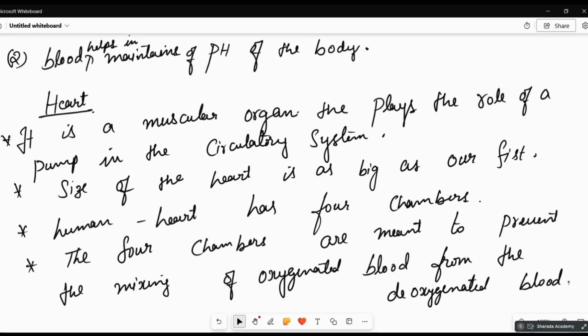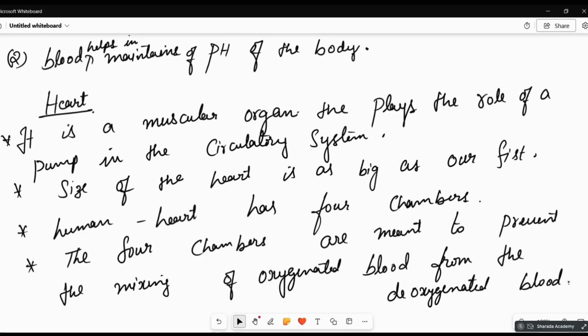So first, heart is a muscular organ, and the size of the heart is, they say, as big as our fist. It contains the cardiac muscles, which is involuntary. Involuntary means we cannot control that. As how we can control our hands and legs muscles, we cannot control that. And it contains the 4 chambers. Because of the 4 chambers, it will prevent the mixing of oxygenated blood and the deoxygenated blood. They will never, by chance also, mix. That's what he is trying to tell.